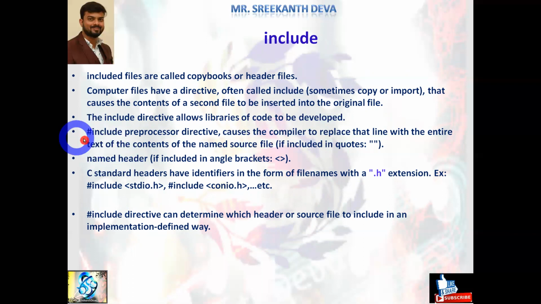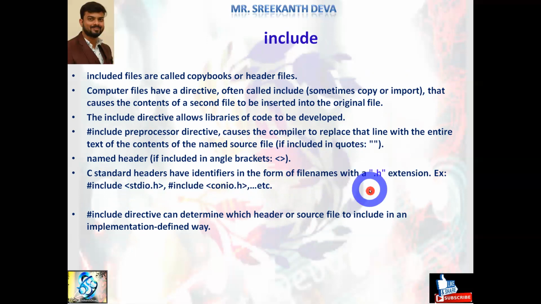Hash include, I told you this symbol indicates what? A preprocessor directive. It causes the compiler to replace that line with the entire text of the contents of the named source file if included in quotes. Okay, a named header file if included in what? Angle brackets.